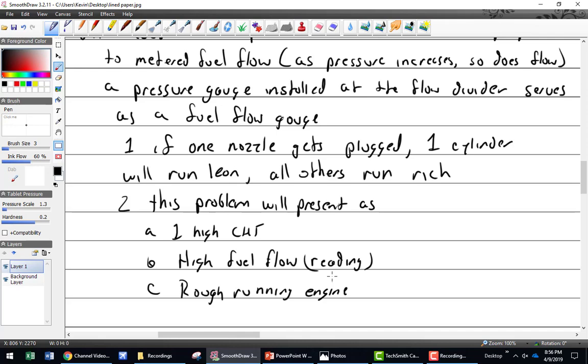There's a lot of cylinders out. Like half of your cylinders out. Yeah, which you're not going to get half.